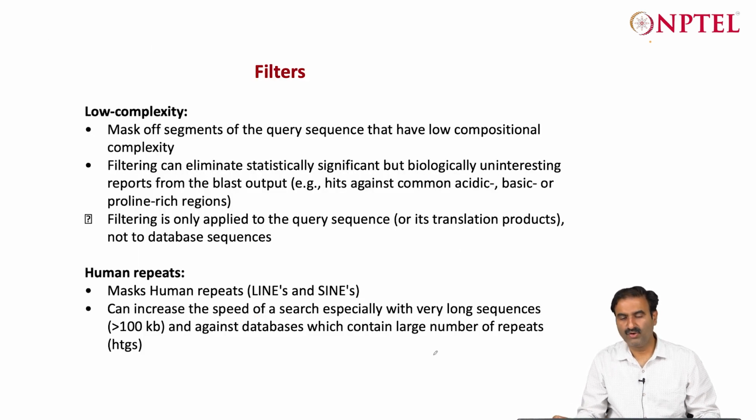Low complexity regions should be removed because they are repetitive, and the probability that they can occur more than once or many times in the genome is very high. So they will obviously confuse your algorithm and the process that we have seen initially, the seeding and matching process.